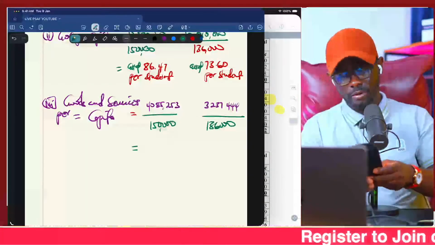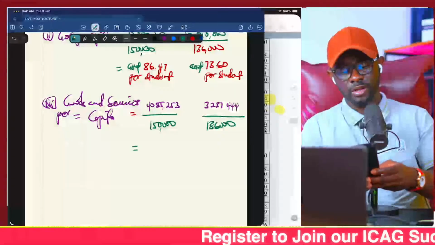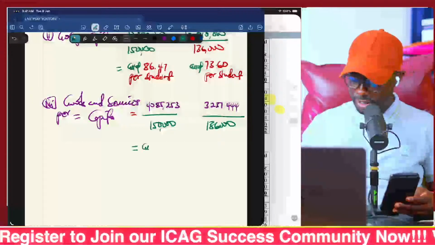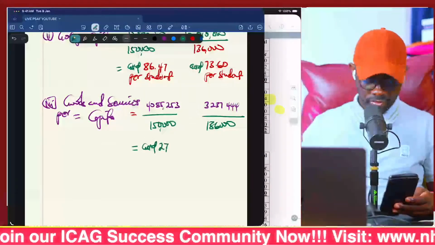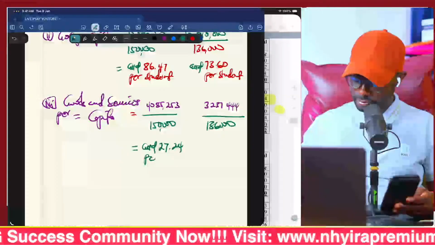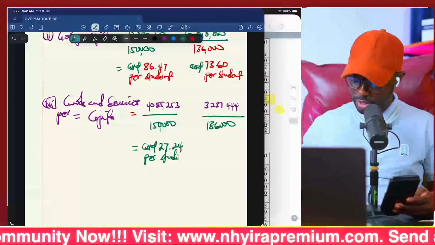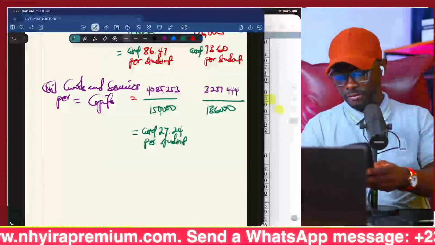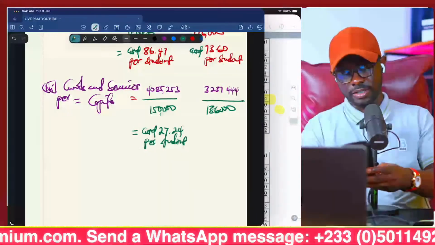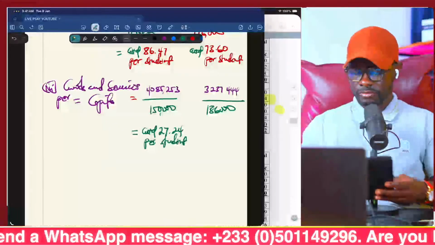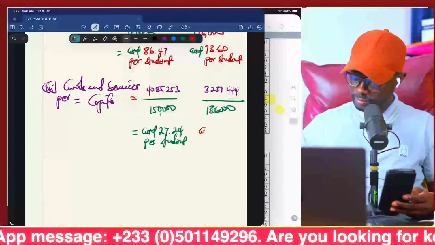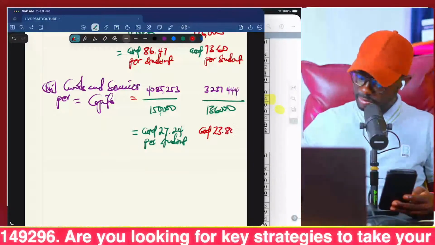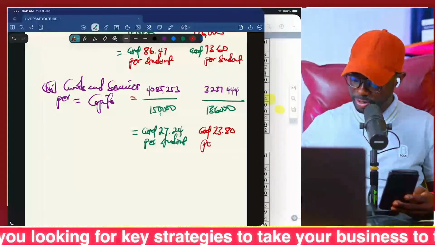4,085,253 divided by 150,000. And that is 27.24 Ghana cedis per student. Okay, per student. 3,237,444 divided by 136,000. And that is 23 point maybe 80 per student.